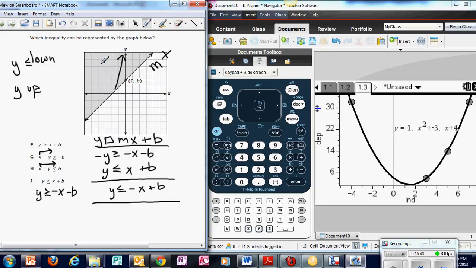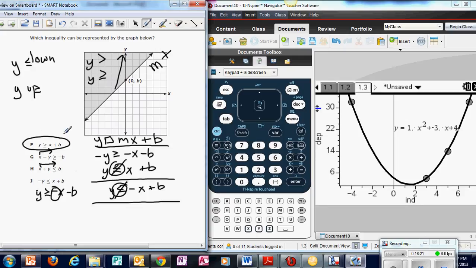So for me to shade up, I need one of these if y is on the left side. When it's on the right, we'll look at it differently, but we got y to be on the left side. So this one, F looks correct, G does not, H does not. So it's between F and J. Our line goes up from left to right, which has a positive slope. This has a negative slope. So our answer choice is F.